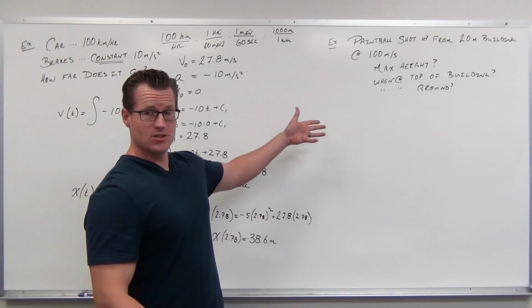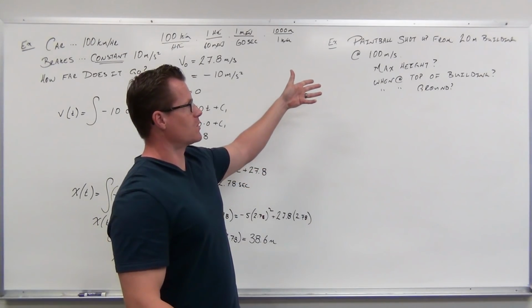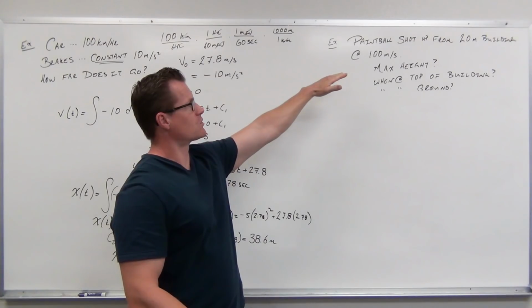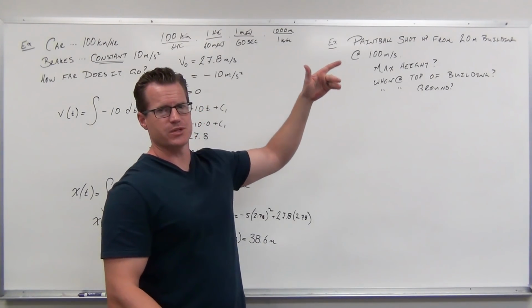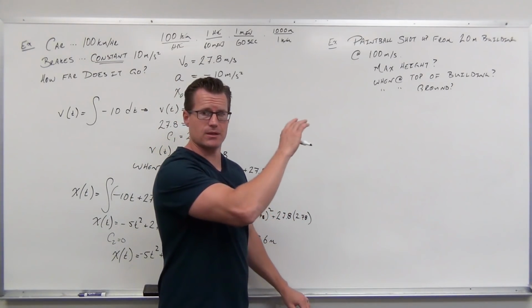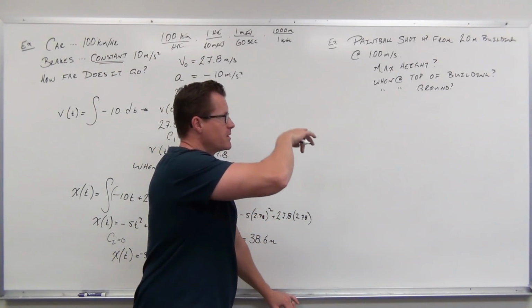So let's assume that you do that though, because you're a daredevil and you want to live on the edge of a building that's 20 meters high, and you shoot your paintball gun up at 100 meters per second. That's about 300 feet per second. Well, our units match up. That looks good. So 20 meters, 100 meters per second.